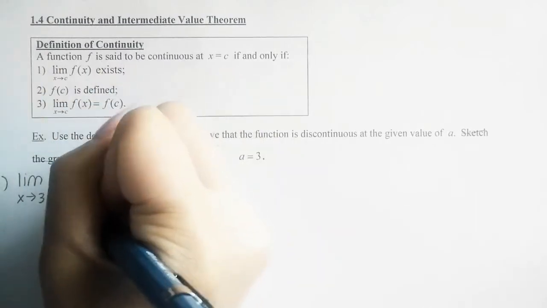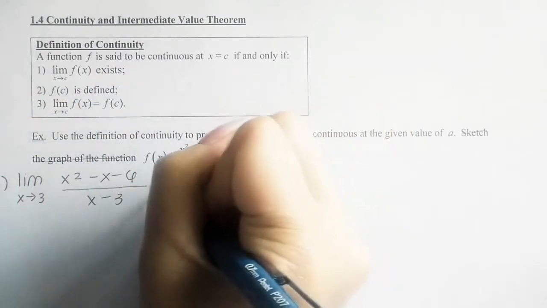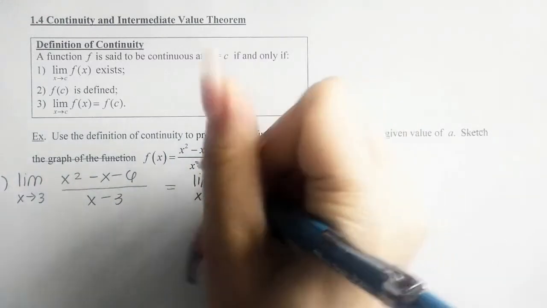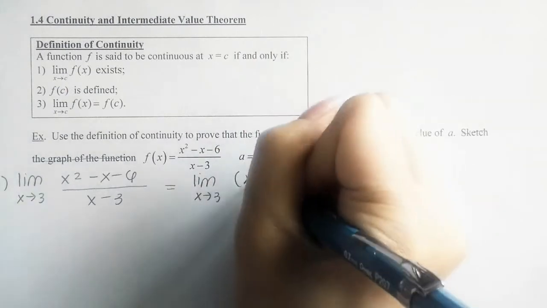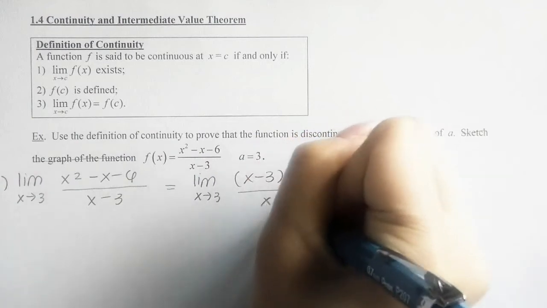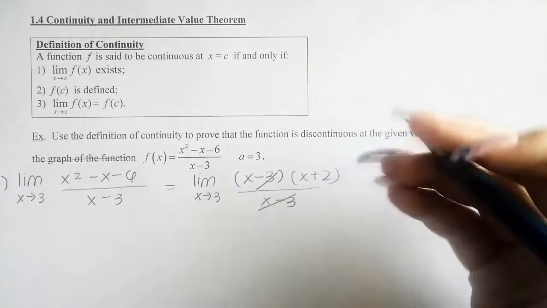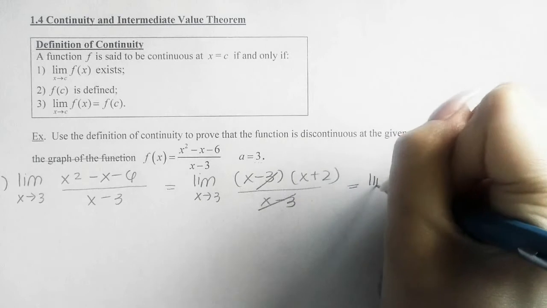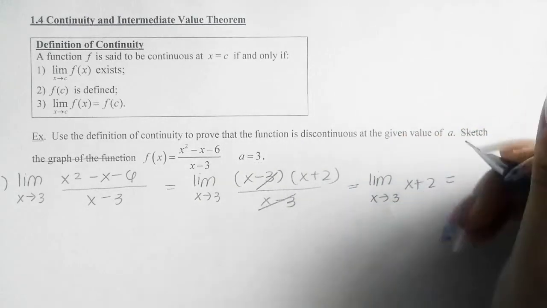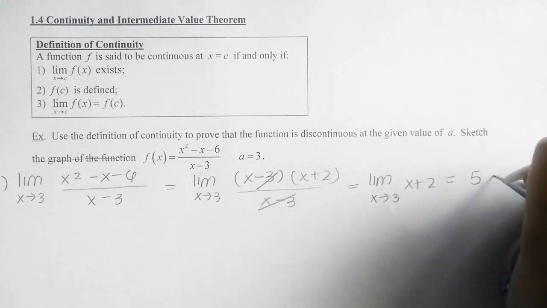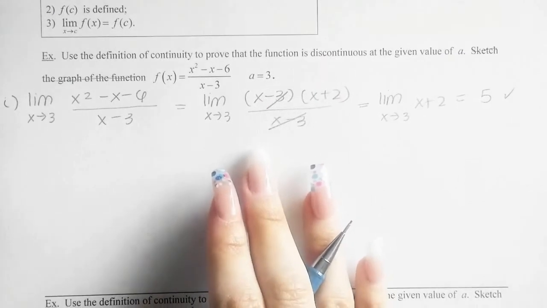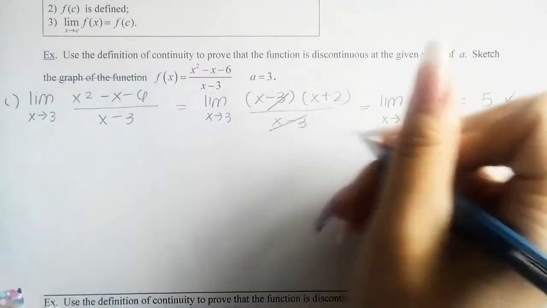So what happens here? You know that we need to factor. So the limit when x approaches 3, you factor, and we have something that looks like this. You cancel, and you have that this is equal to the limit when x approaches 3 of x plus 2. So this is going to be equal to 5. So it exists, so condition number 1 is met. Now what's condition number 2? Condition number 2 is f of c is defined.